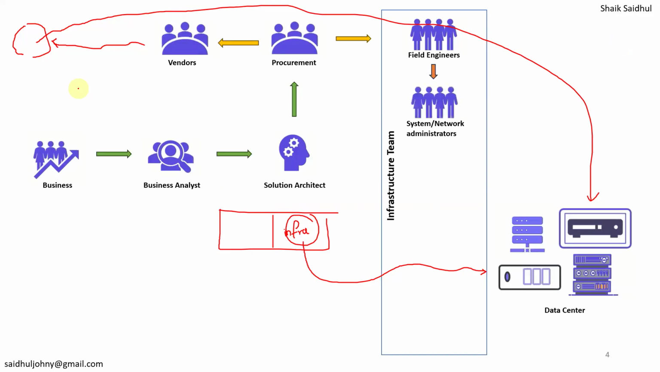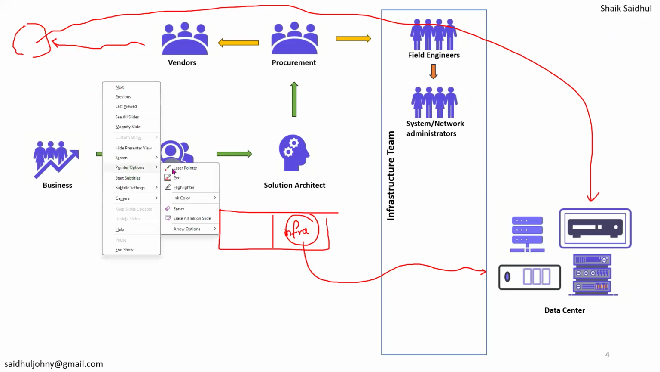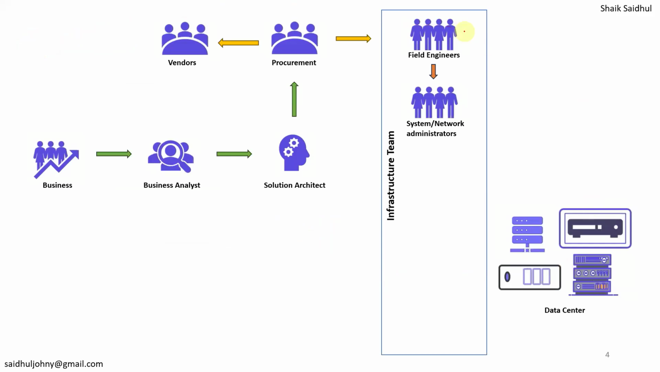Then the system admins will take care of the initial configuration of the system. Okay. So once the entire hardware is delivered at the data center, field engineers will take care of the rack and stack mechanism, and the system admins will take care of the initial configuration of the system. Network admins will configure the networks also so that every system is available over the network. Then storage admins will assign the storage. Backup admins will configure the backups.